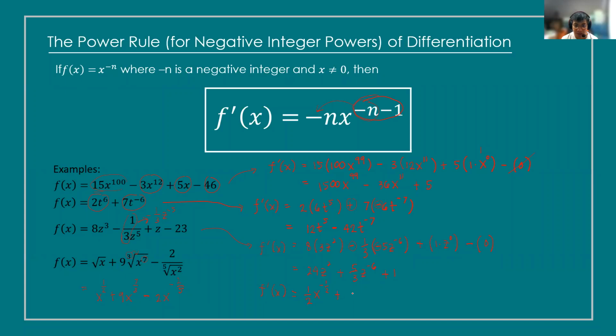So next is plus 9. So bring down, again, derivative of x to the power 7/3. So 7/3 x and then minus 1. This would give us 4/3. So try to calculator lang your fractions if you're not really that confident in your fraction computations.